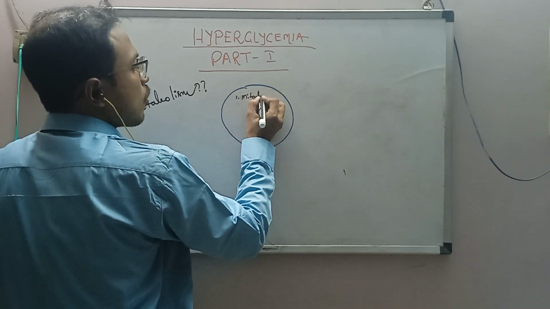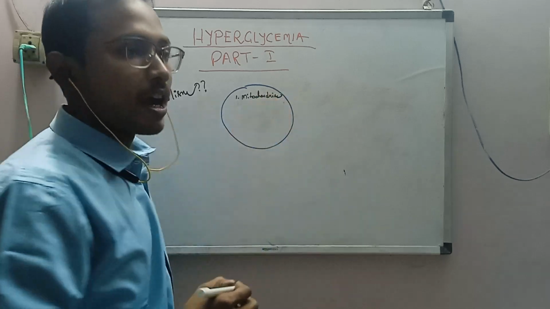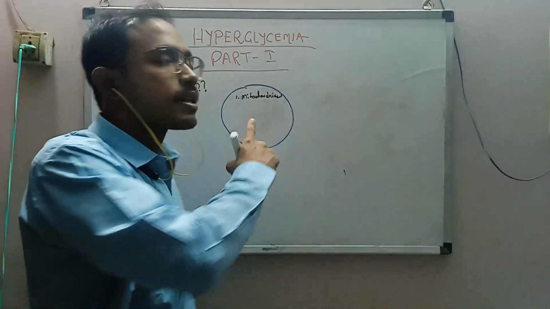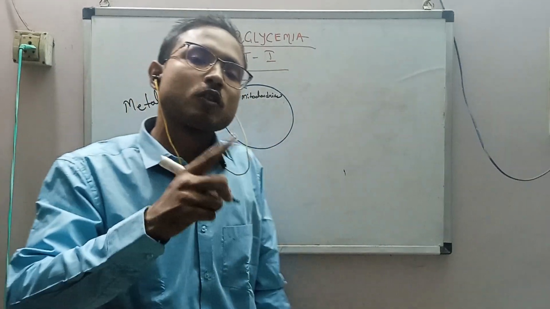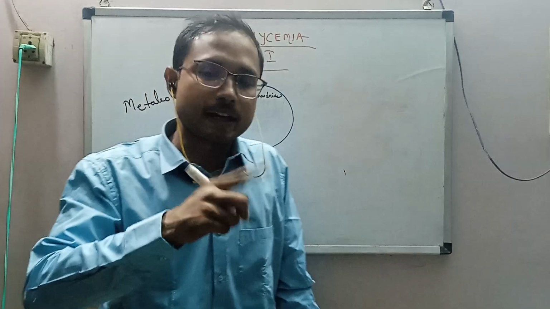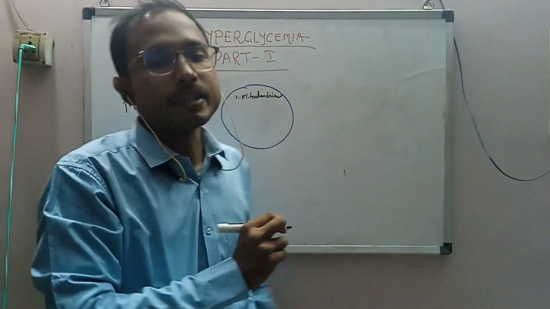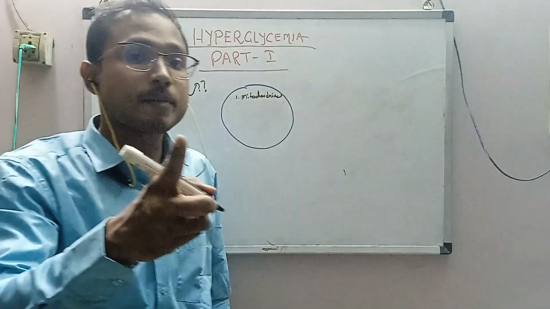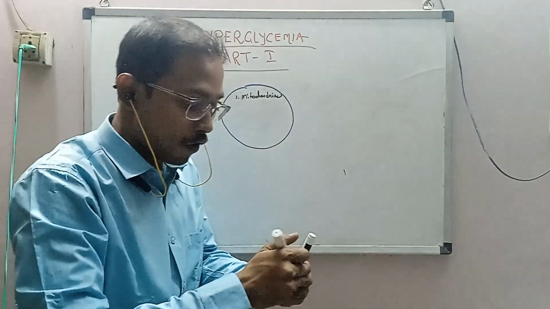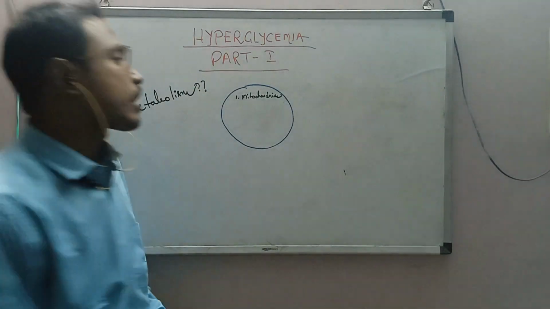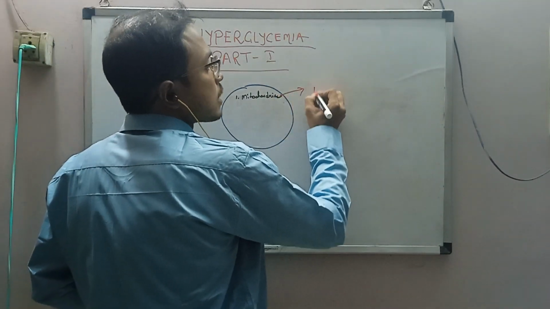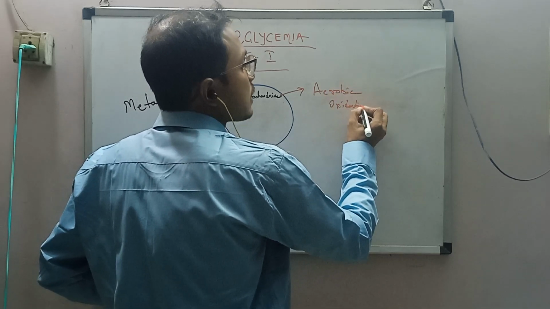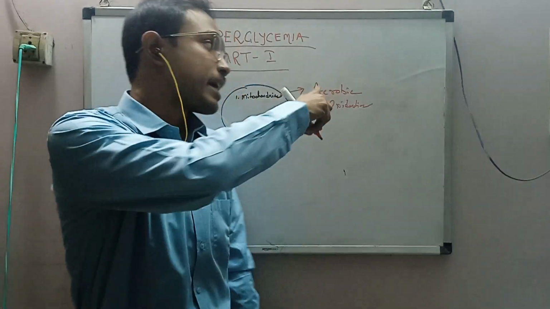mitochondria. You all know what mitochondria is. I am not elaborating the anatomical structure of mitochondria. You all know the mitochondria is a cellular organelle composed of two bilayers, primarily responsible for aerobic oxidation of glucose. Very carefully listen: mitochondria is responsible for aerobic oxidation, that means with the utilization of nascent oxygen.